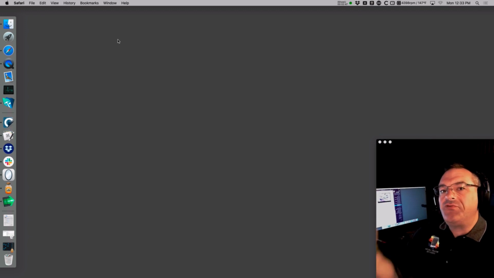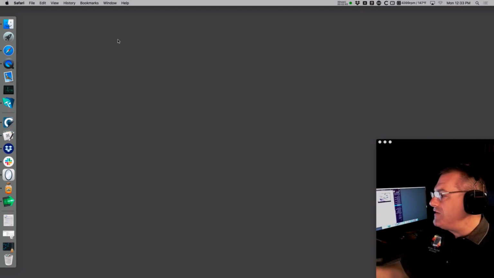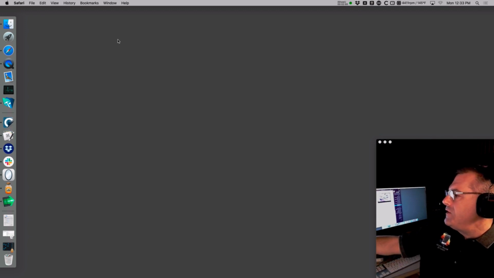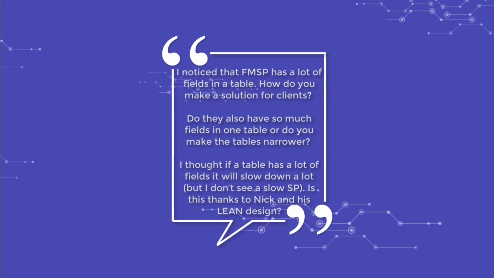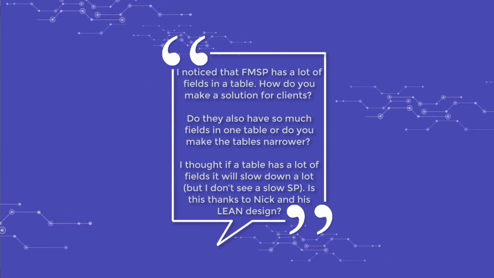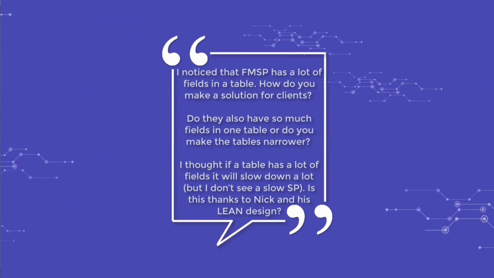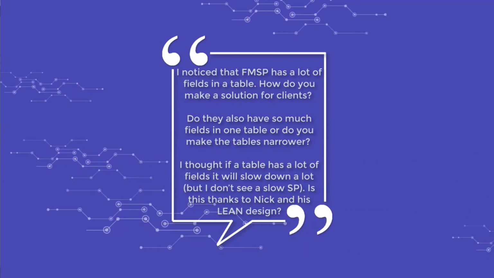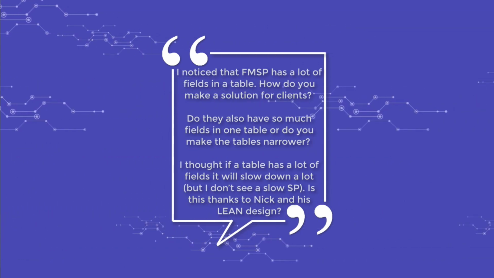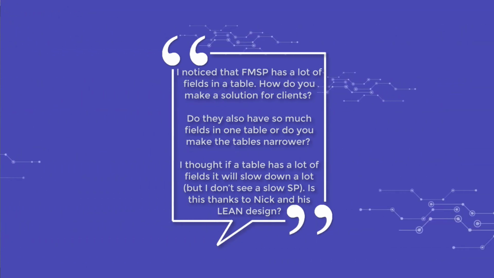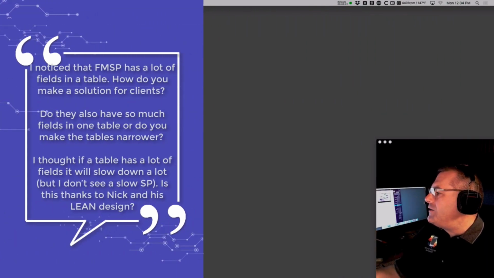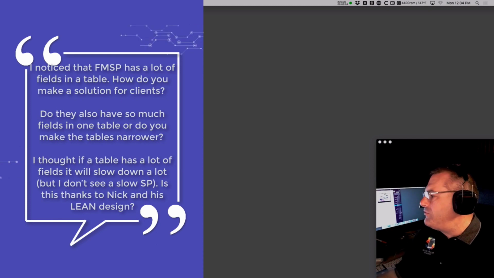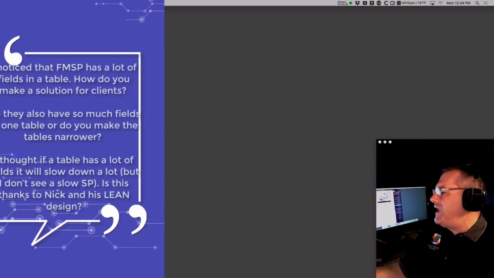The question was from TopCat19, and they asked about database normalization. I noticed that FM Starting Point has a lot of fields in a table. How do you, RCC, make a solution for clients? Do they also have so many fields in one table, or do you make the tables narrower? I thought if a table has a lot of fields, it will slow down, but I don't see it slow in FM Starting Point. Is this thanks to Nick and his lean design?